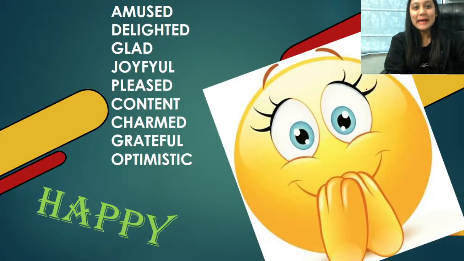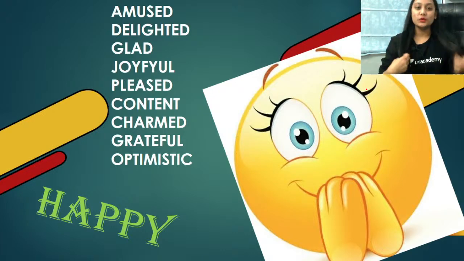The first one is happy. The words we can use in the place of happy are amused, delighted, glad, joyful, pleased, content, charmed, grateful, and optimistic, right? I repeat, they are amused, delighted, glad, joyful, pleased, content, charmed, grateful, and optimistic.